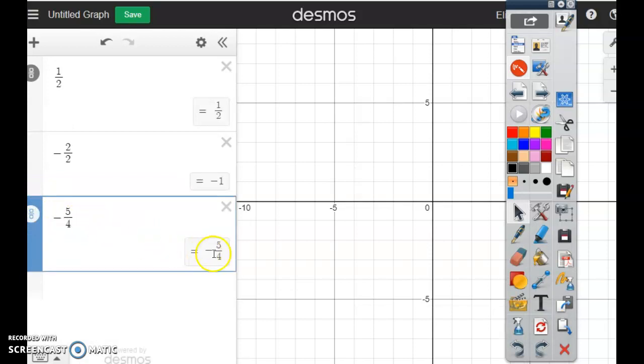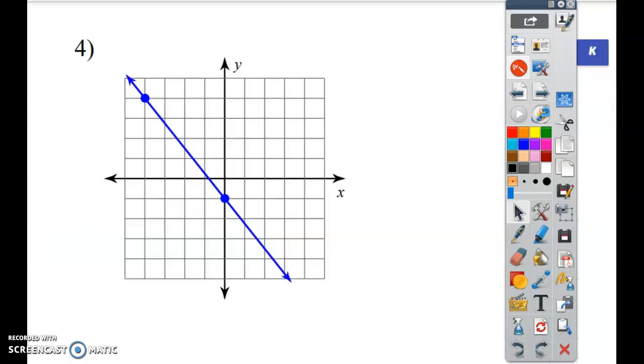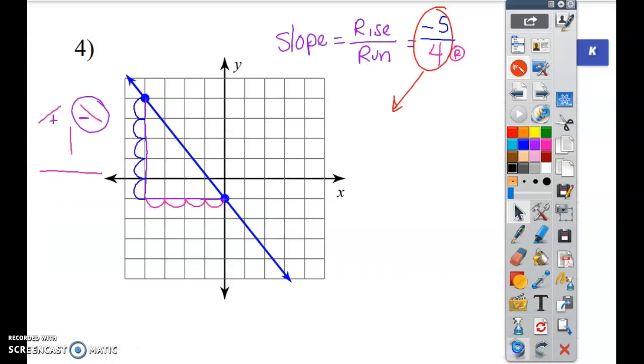So notice that they stayed the same. The answer is the same because that fraction does not reduce anymore. So it just stays like that. -5 over 4 is the slope.